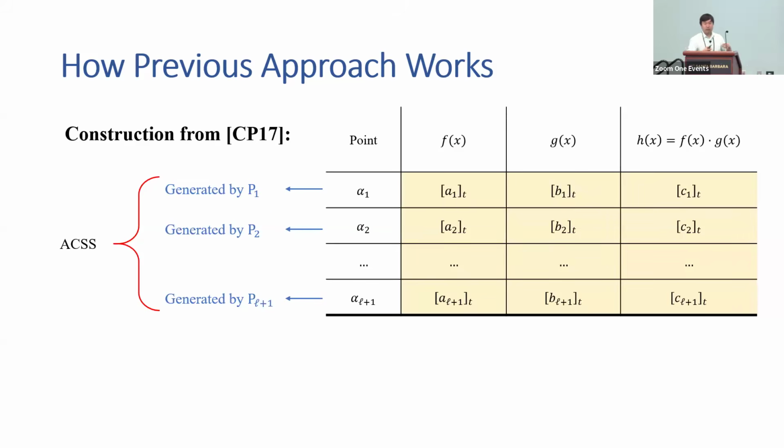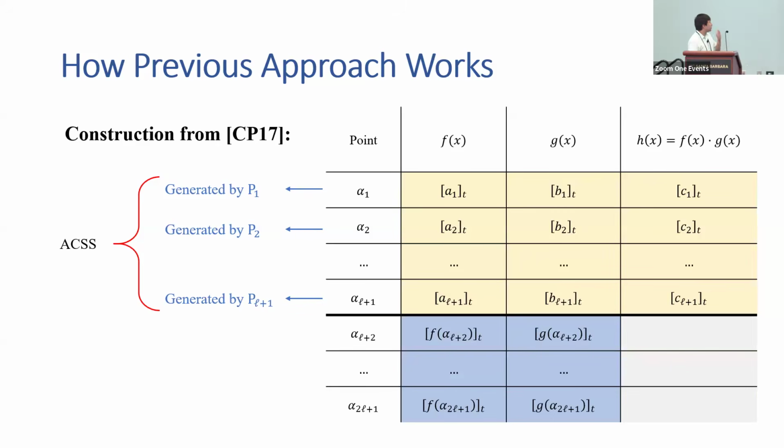So we will have 2L+1 parties locally generating triples. So the first L+1 parties will generate a triplet of values, a Beaver triple. For example, P1 generates A1, B1, C1. P2 generates A2, B2, C2, and they will just use ACSS to distribute these locally generated Beaver triples. And because F and G have degree L, then they can essentially use these L+1 values to interpolate the rest of the values of F and G, right? So this is what they do.